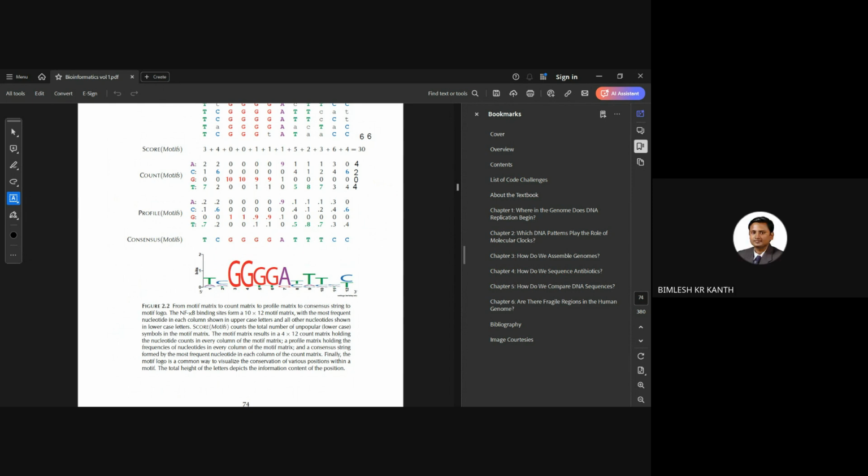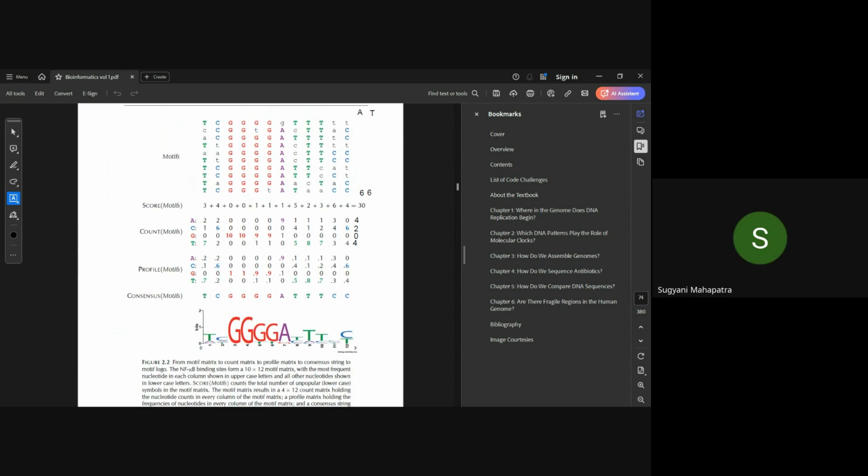So, from an exam point of view, which kinds of questions could be asked from this figure 2? From motifs to count, calculate score, calculate count of motifs, from motifs to profile, from motifs to consensus, from profile to consensus. Would it be about finding the entire matrix or a particular column?